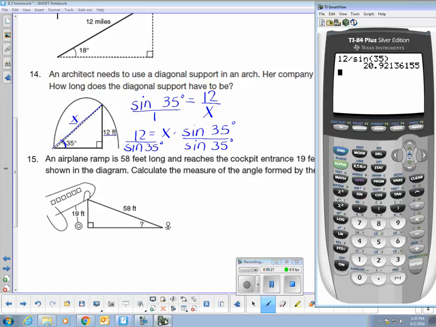And we get x is about 20.9. And that's in terms of feet.